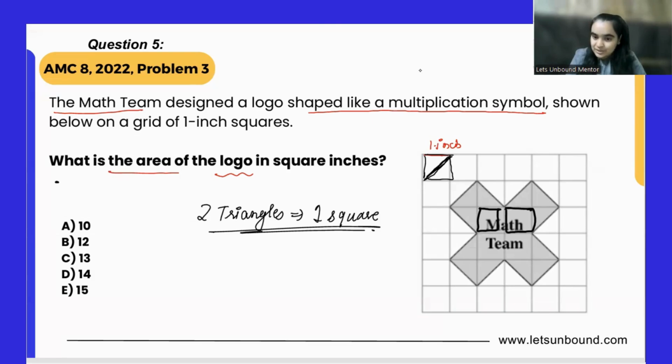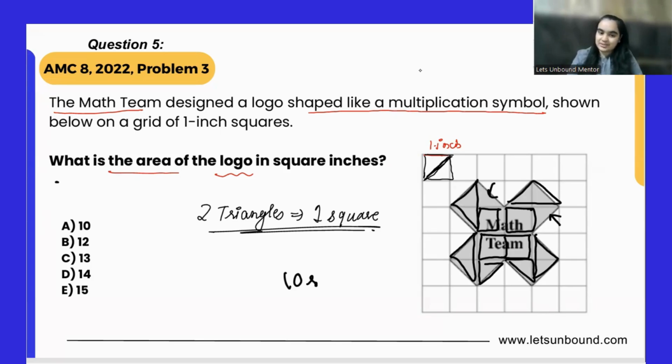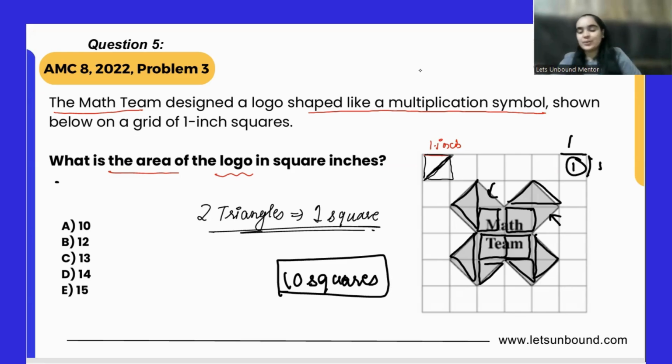1 square, 2 squares, 3, 4. This will make the 5th one. This is going to make 6th, 7th, 8th, 9, and 10 squares. So in total, they are occupying the area of 10 squares. Correct? And as each square is having the side length of 1 inch, 1 times 1 is going to be 1 only, right? So the area of every square is 1. That means the total area of 10 squares is going to be 10 square inches. That's it.